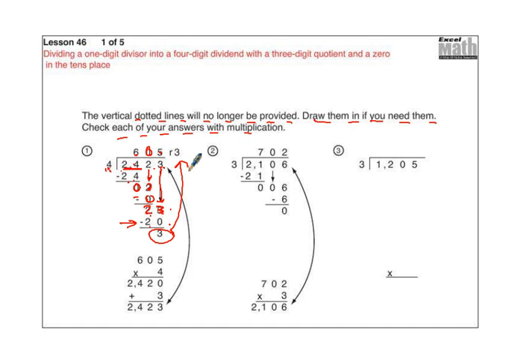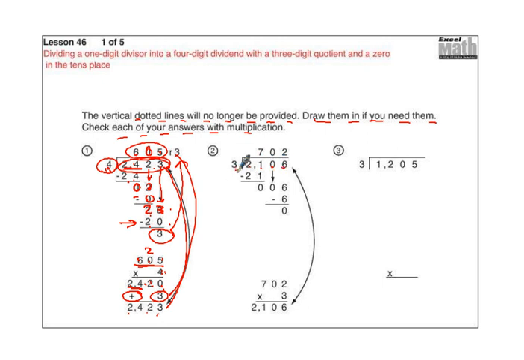How do I check a division problem that has a remainder? I multiply the answer, or the quotient, 605, times 4, the divisor. 5 times 4 is 20, carry the 2. 0 times 4 is 0, plus 2 is 2. 6 times 4 is 24, and then I add my remainder right there. 2,420 plus 3 is 2,423, which matches up with the dividend, and so I can feel confident in my answer. Let's take a look at one more problem.